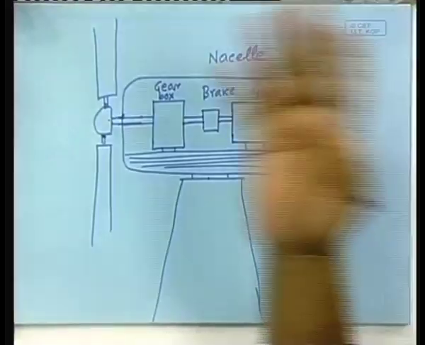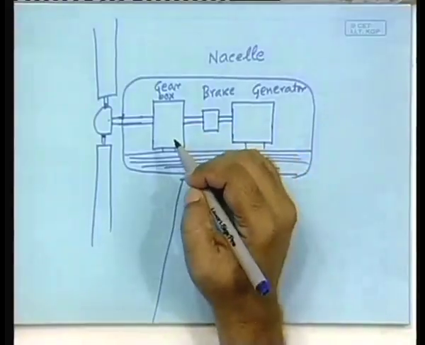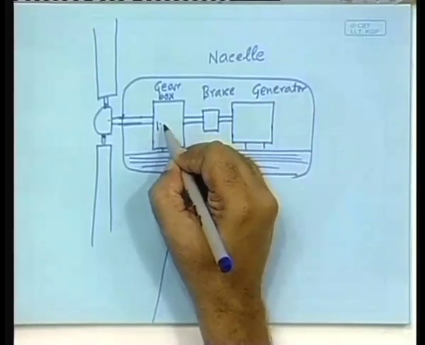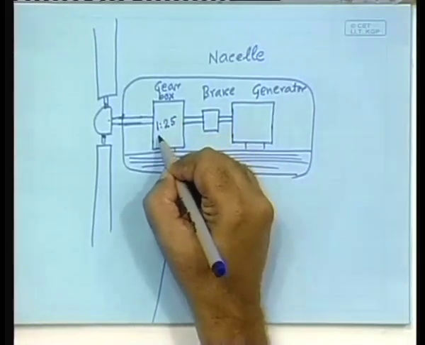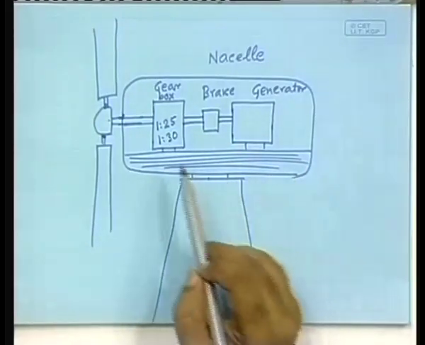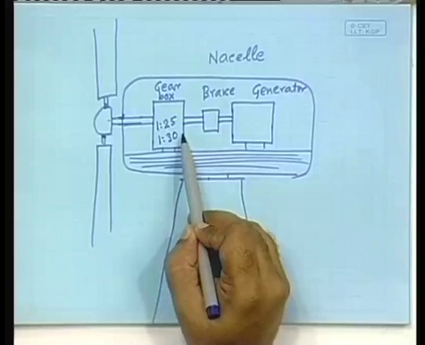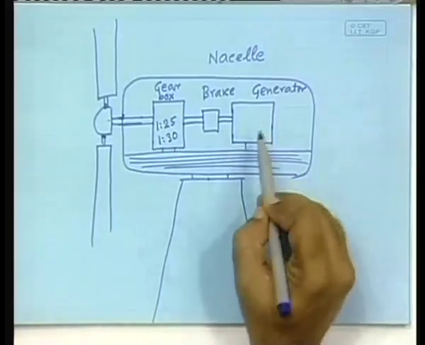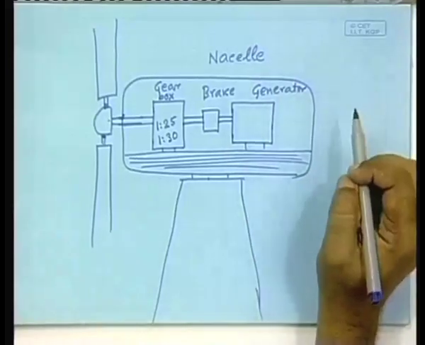Normally, the generators that you have seen in your laboratories would be working at something like 1500, 1000 RPM. So, there has to be a gearbox. This gearbox would normally operate at a ratio of 1 to 25 or 1 to 30. So, you need a gearbox, and then you need a brake, and then there is a generator. What this generator is, I will come to that separately later.